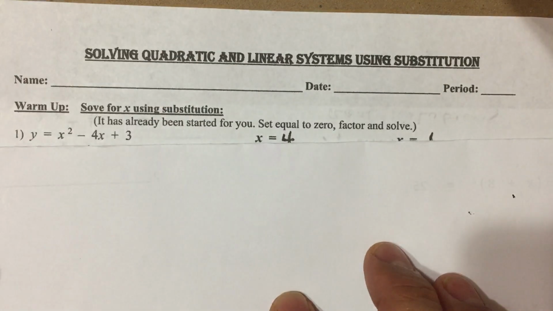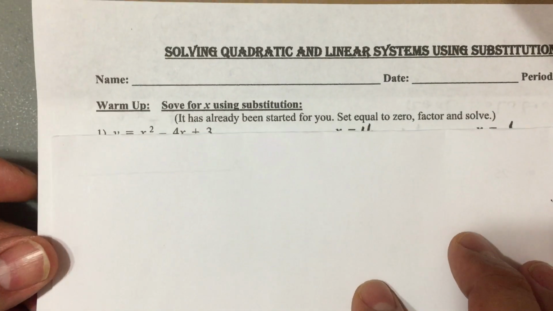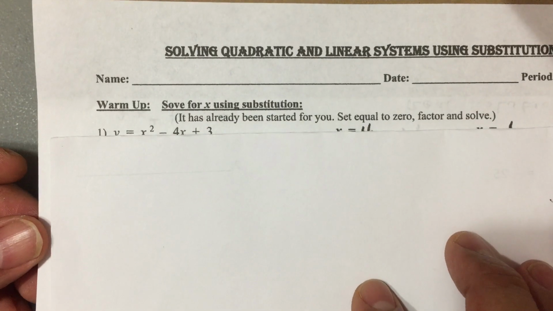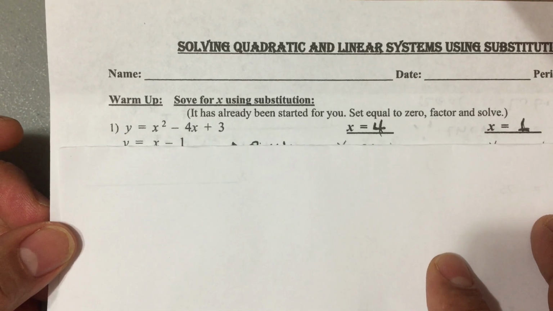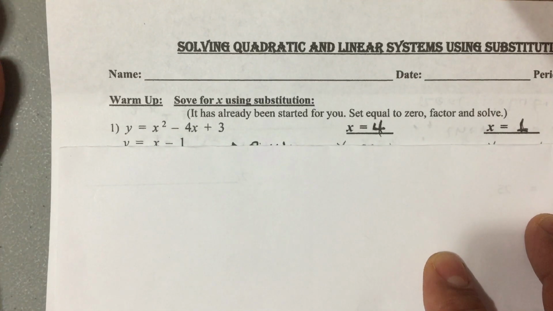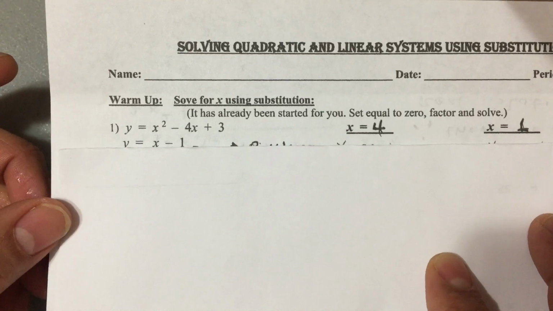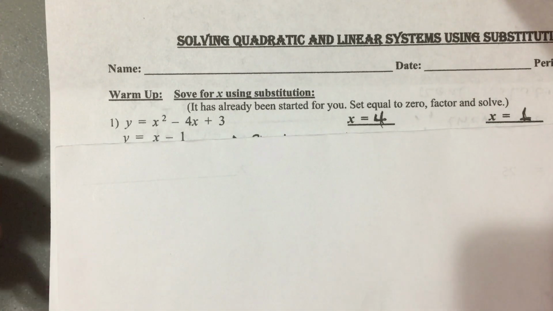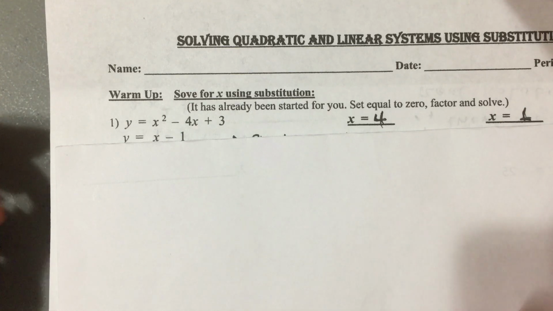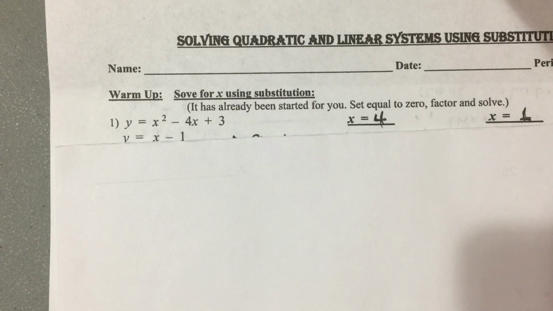So the do now that I have for you was the following. Okay, solve for x using substitution. So I give you a hint. Apparently you're supposed to do this in the classroom, right? But since we're doing the lesson online, we have to do it together. So if you notice, the lesson I've already started for you. What I'm asking you to do is set the equation equal to 0, factor, and solve.